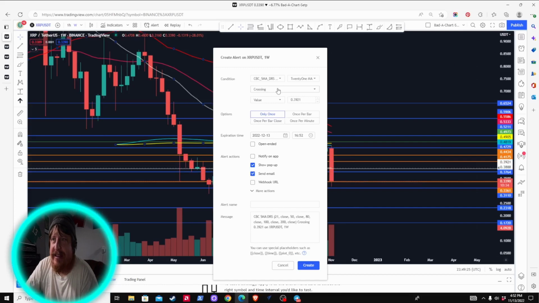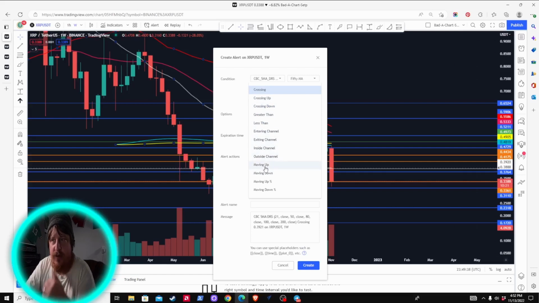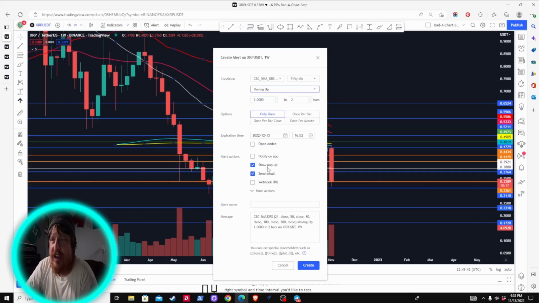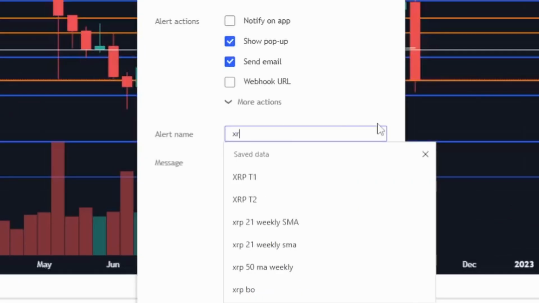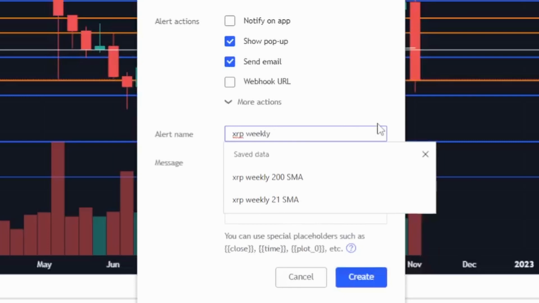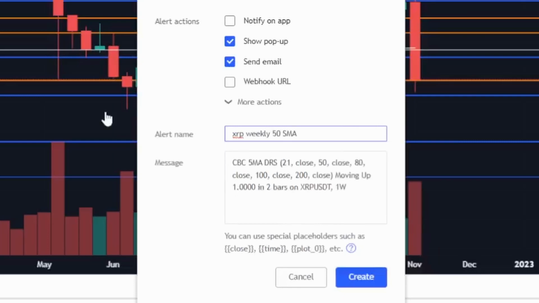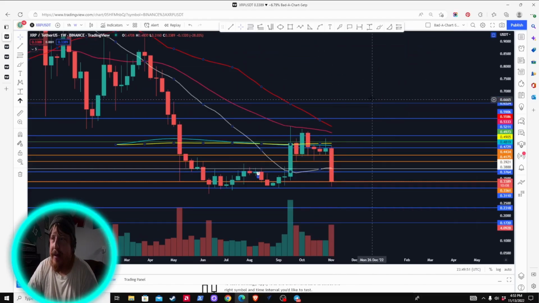But one way to work around that is, first, make sure you click the moving average that you're setting the alert for in this drop down box. In this case, it's the 50 MA. Then I'm going to change this from crossing to the one that says moving up. Now, if the moving average was below current price, you would click moving down. But I'm going to click moving up, and then I'm going to name it XRP weekly 50 SMA. I'm going to hit create. Then I'm going to click off of there.